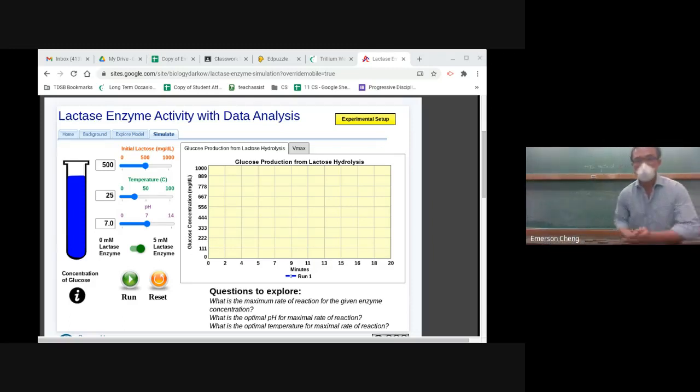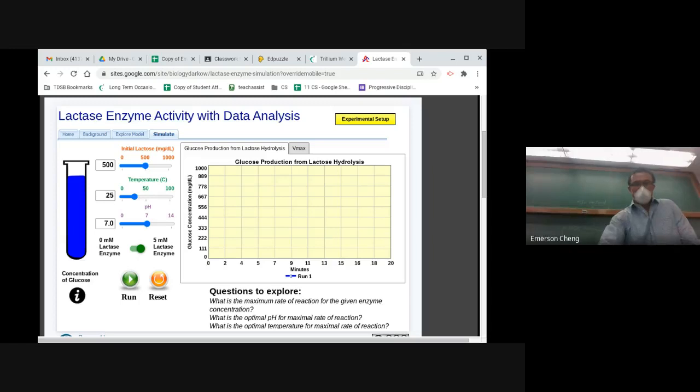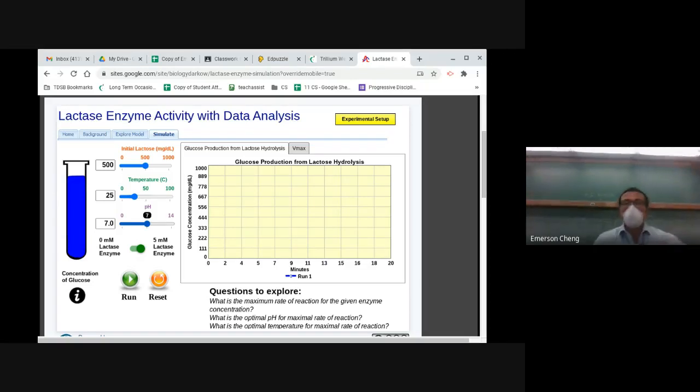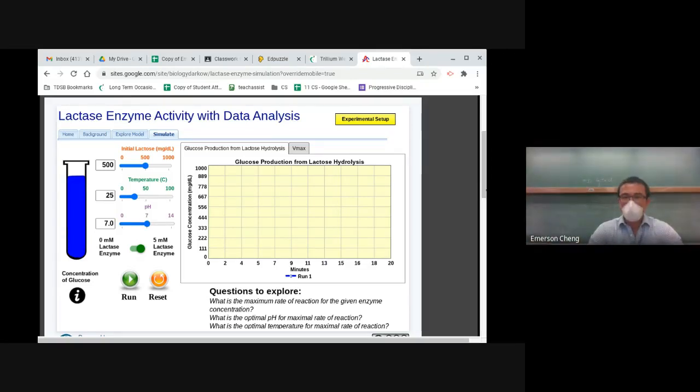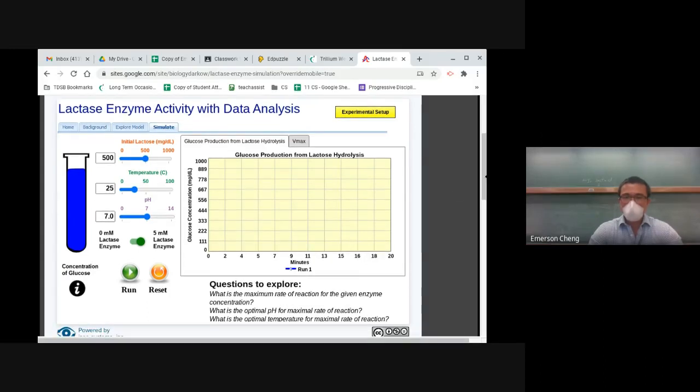So if you look at this other screen, right now what you have here on the screen is a tube. That's a concentration of glucose, okay? Supposedly we have milk in there. So we can control how much lactose we have in here. You can have a lot of lactose. You can have very little lactose. You can control the temperature of the whole setup. You can control the pH, okay? I do want you to try this out later on yourself.